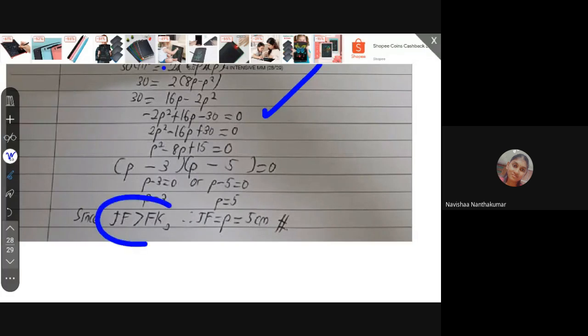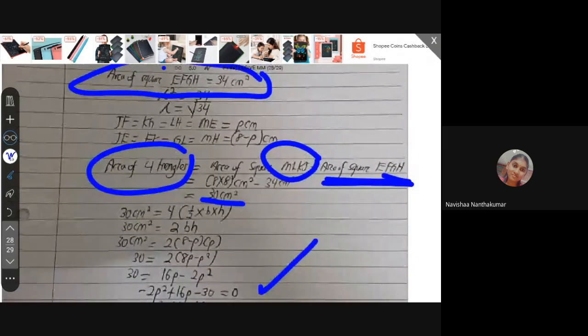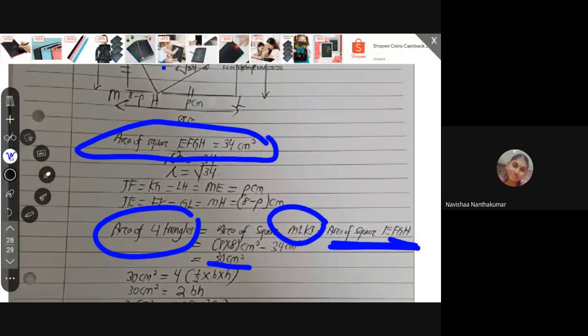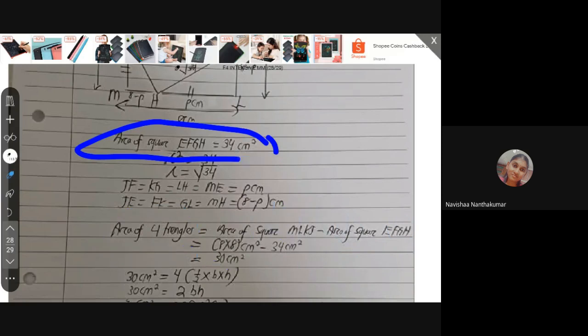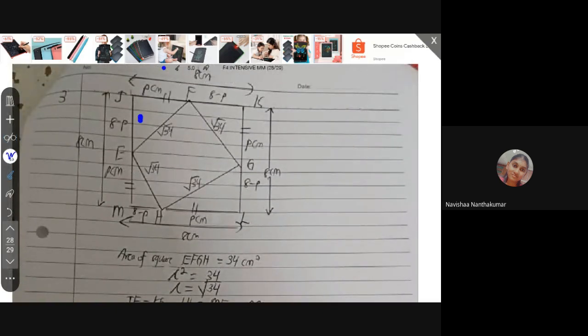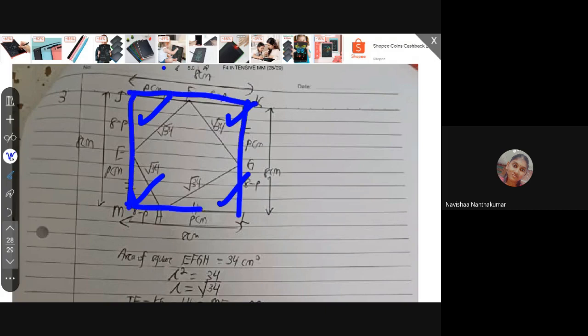Okay, so they say JF is greater than FK. Okay, sure. Okay, now I explain from the top. I think I show you the diagram, kamu boleh faham dengan lebih baik. Okay, so apa yang saya sedang buat sini adalah cari luas keempat-empat segitiga ini. I'm finding the area for the 4 triangle. So macam mana saya nak cari the area for the 4 triangle? Saya ambil seluruh segi empat sama besar ini, tolak dengan segi empat yang ni.